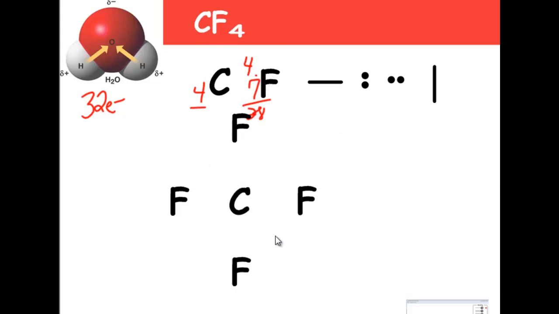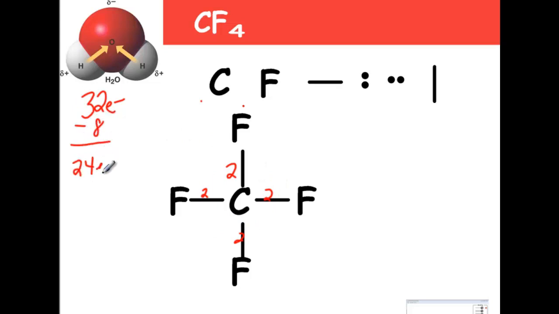So I put my C in the center and my 4 F's all around it. And then the next rule is to connect all of those guys with a single bond. Now remember, a single bond represents 2 electrons. So if we tally up the electrons, we've got 2, 2, 2, and 2, 2, 4, 6, 8. So 32 minus 8 leaves us with 24 electrons. Now the next rule is give all the outer guys an octet. So I'm going to use the electrons in my bank to give everybody 8 electrons.